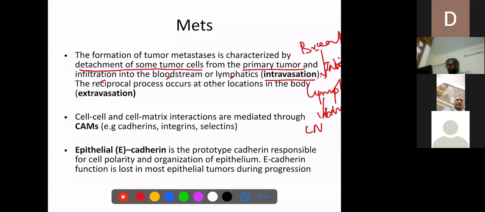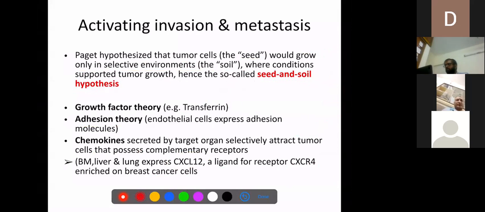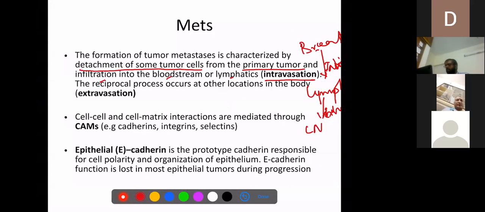Now, how does this extravasation occur? I told you a lot of theories. Why does it occur selectively? Though the blood flows everywhere in the body, and the tumor cells also flow in the blood everywhere, it goes to brain, it goes to bone, it goes to liver. Not in every tumor, not all the organs are affected, only certain organs are affected.